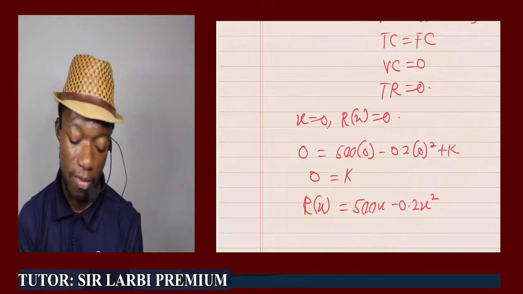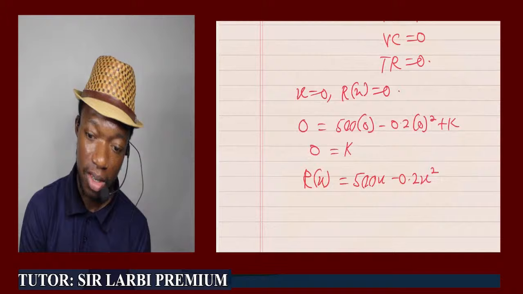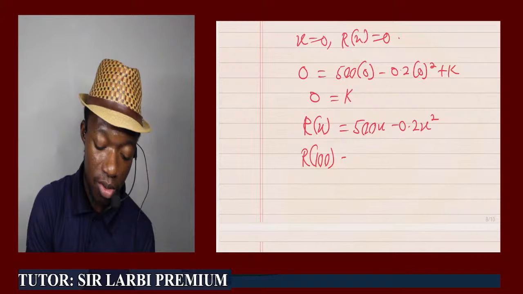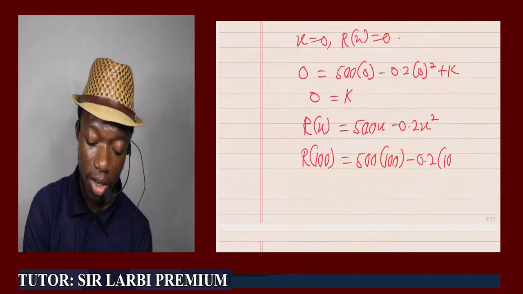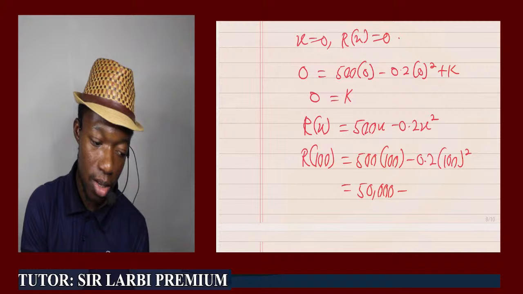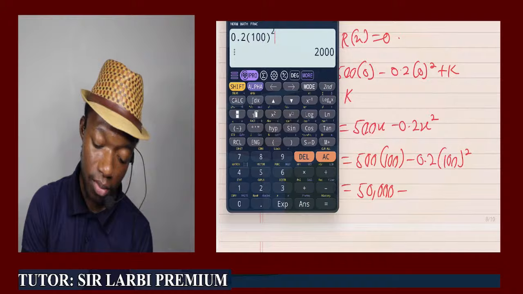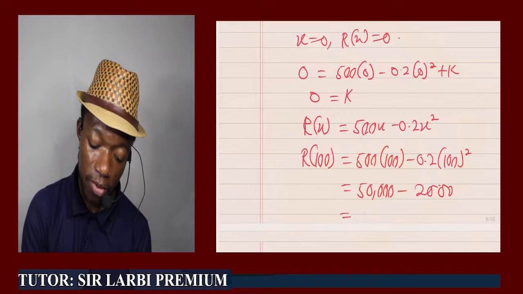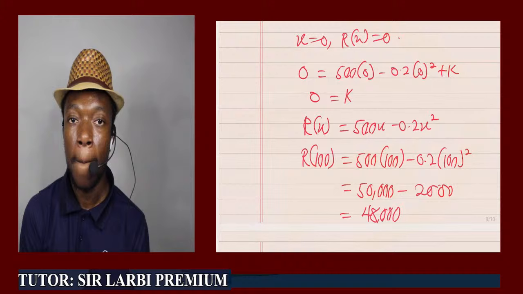Once you get this revenue function, we can find the total revenue from production and sale of 100 units, which is R of 100. So we substitute 100 there: 500 times 100 minus 0.2 times 100 all squared. We get 50,000. Then 0.2 multiplied by 100 squared gives 2,000. Therefore I'm getting 48,000 as my final answer. This is my total revenue when production and sales is 100 units after the integration.